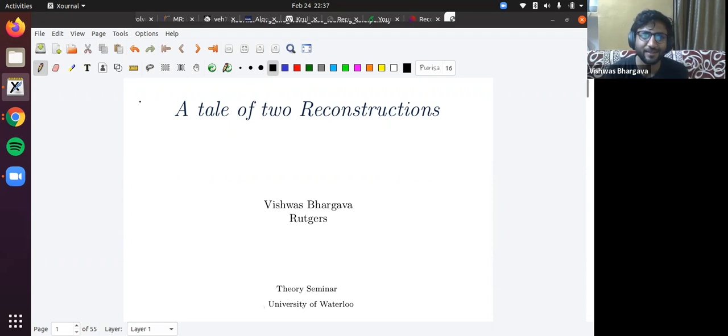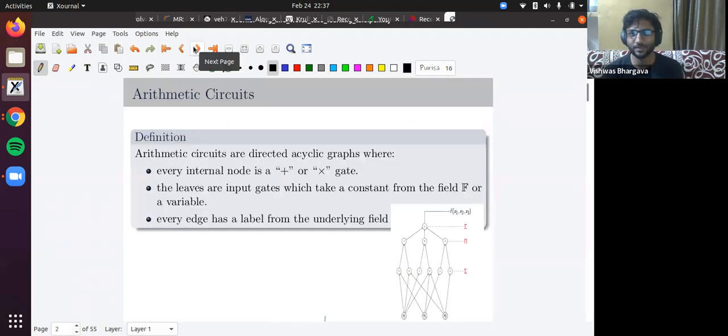So okay, I'll start. The reconstruction problem is in the arithmetic circuit setting. Here, the model is called arithmetic circuits, which compute polynomials. These are nothing but directed acyclic graphs where internal nodes have addition and multiplication gates, leaves have variables or field constants, and edges have field constants. So, for example, this is an example of an arithmetic circuit. These are multiplication and addition gates, and these are symbolic variables. You can have some constants here, like 2, 3, and so on. And the output would be a polynomial.